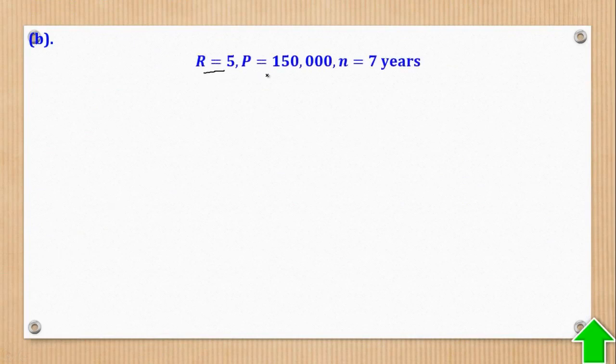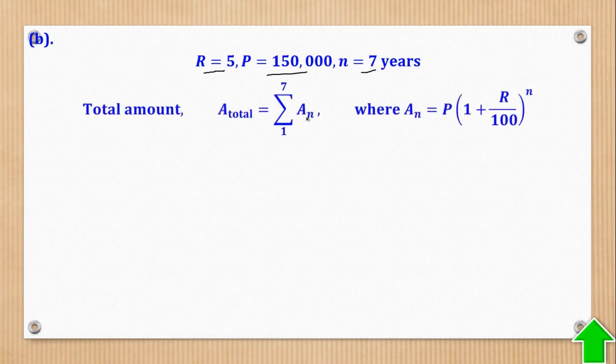So R is 5, P, the principal, is that, and N is 7. So the total amount is the summation of A_n from n equal to 1 to n equal to 7, where A is the amount and is given by this formula for compound interest. That means this summation means you add: when n is 1 you get A1, n is 2 you get A2, up to when n is 7 you get A7.